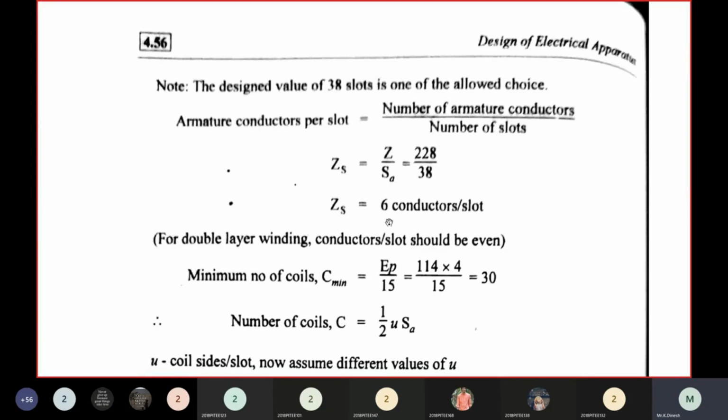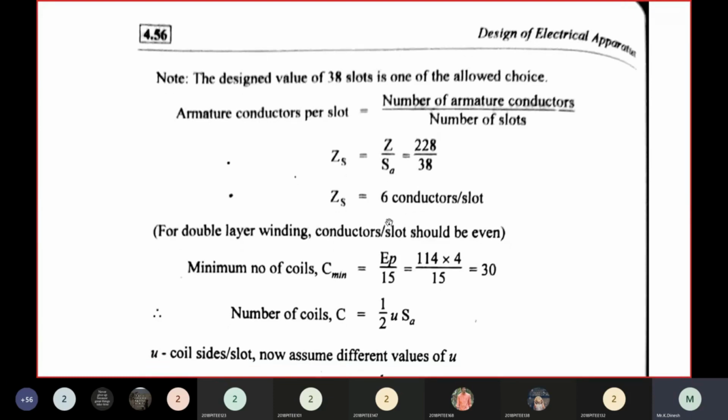The next one is we have to choose our minimum number of coils. Once you fix your conductors per slot, how many coils are needed? For double layer winding, the conductors per slot should be even. The minimum number of coils relation is C minimum equal to EP times poles by 15. EP is your EMF, 114, poles is 4, and 15 is a constant. So 114 into 4 by 15, you may get 30.